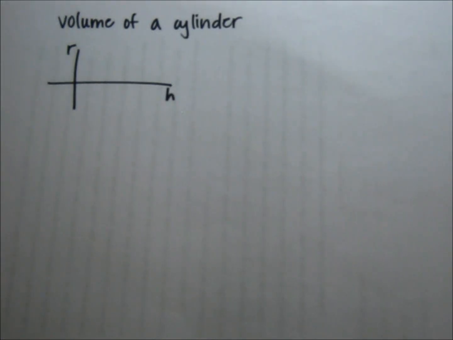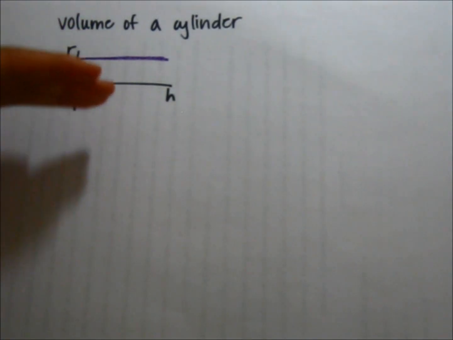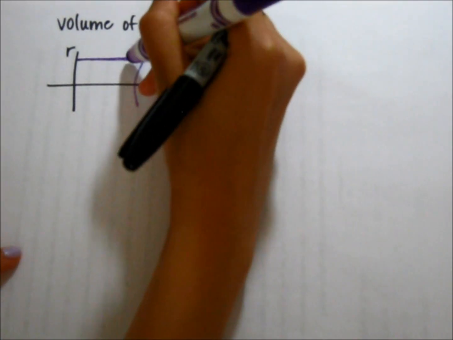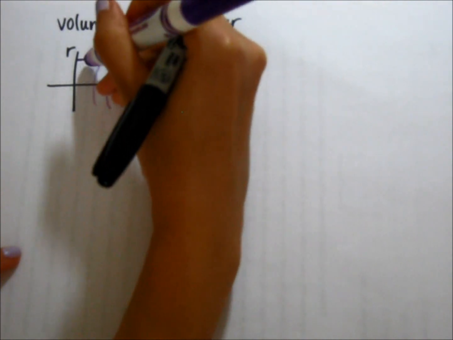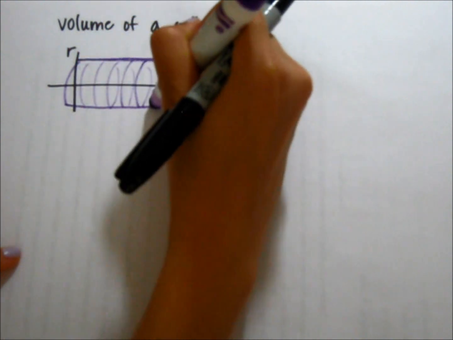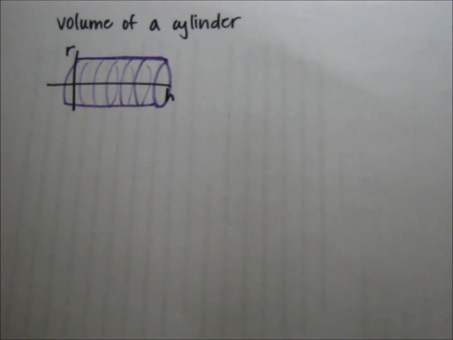Alright, so in order to find the volume of a cylinder, I want you to visualize it with me, that there's a line here at the point r being spun around that x-axis. It's being spun around so much that it's going to create this cylinder. So spinning forward, spinning backwards. And it's going to create the cylinder hugging around the x-axis.